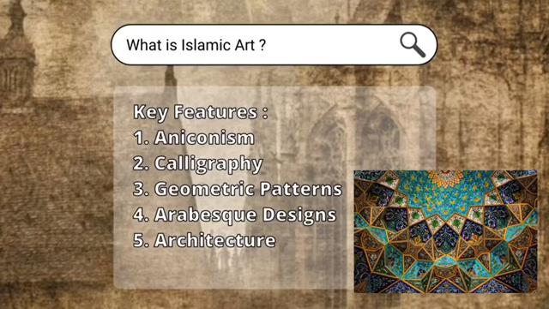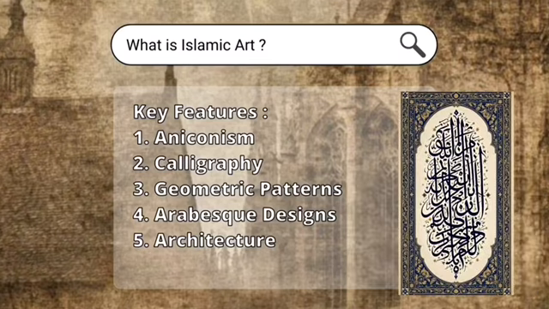1. Aniconism. Avoidance of depicting human or animal forms in religious art, focusing instead on abstract and geometric decoration. 2. Calligraphy. Arabic script used beautifully, especially verses from the Quran, seen on walls, ceramics, and manuscripts.